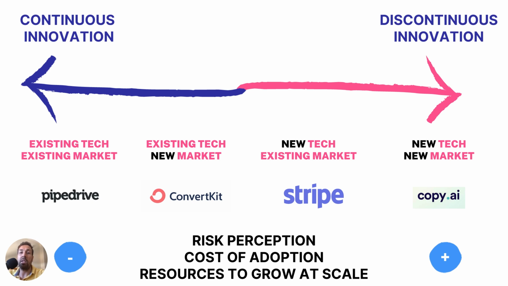Let's have a look at this slide with examples. The more on the left we are, the more continuous the innovation is. And the more on the right we are, the more discontinuous the innovation is. So the far left is a combination of existing technologies in existing markets. So if you are creating an existing technology in an existing market, you are providing the market with a continuous innovation. Like, for example, Pipedrive.